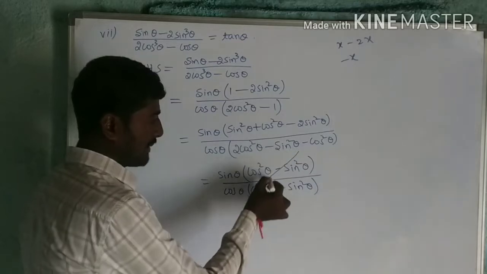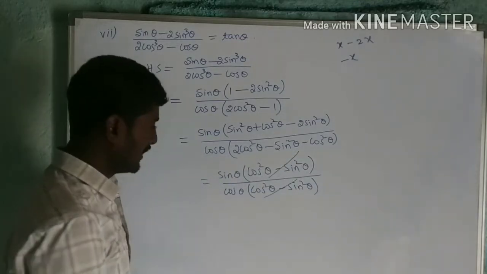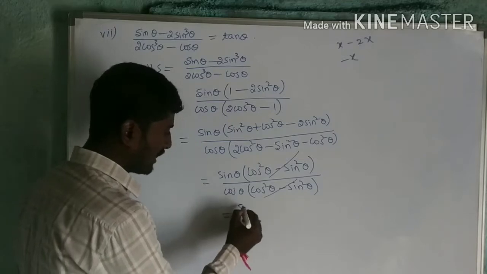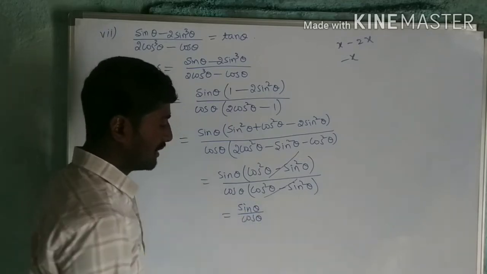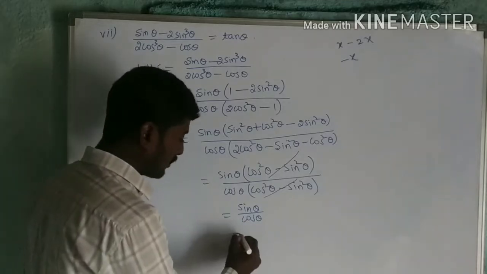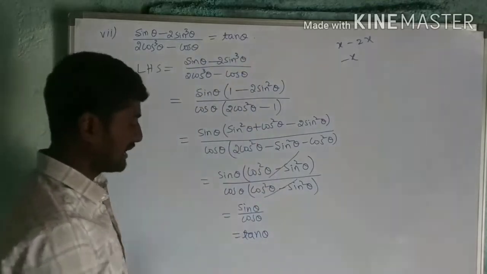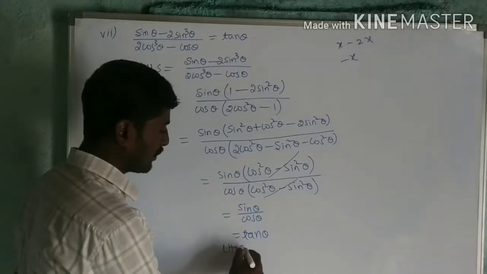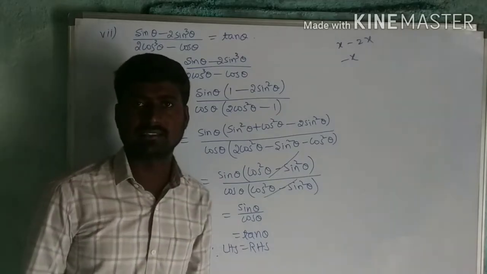Now cos square theta minus sin square theta, cos square theta minus sin square theta get cancelled. Now remaining, that is what? Sin theta divided by cos theta. Now sin theta by cos theta is nothing but what? Tan theta. So here I am getting tan theta. Therefore LHS is equal to what? RHS I can write. So LHS equal to RHS.